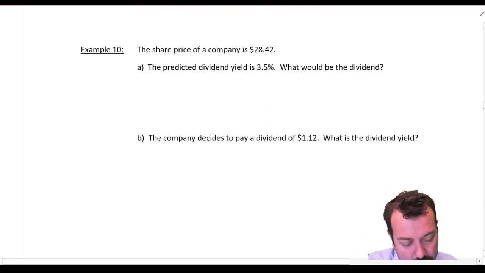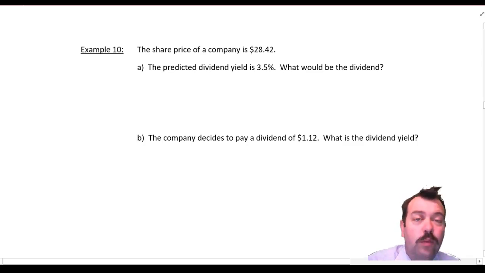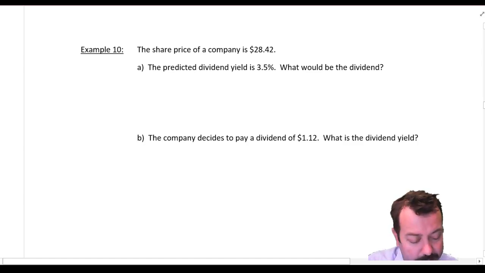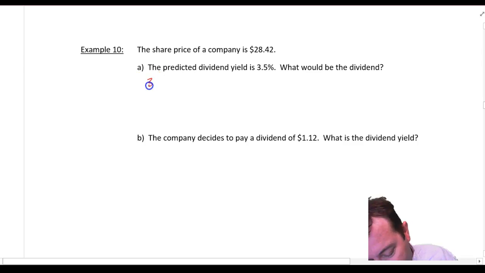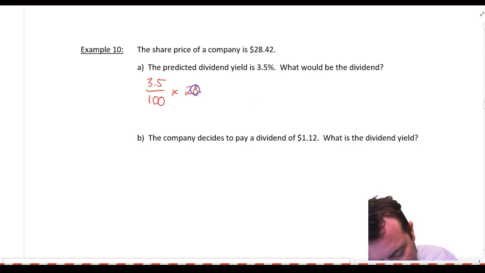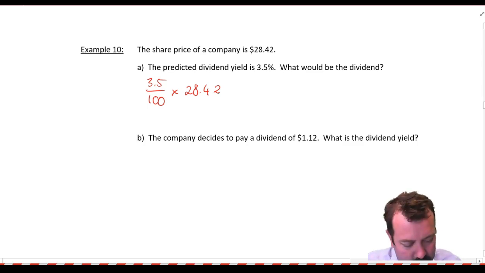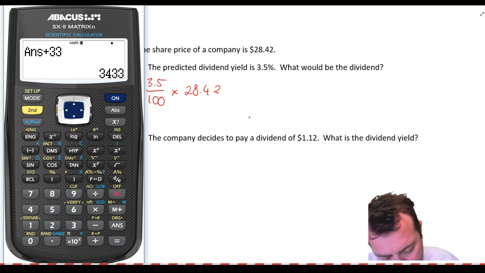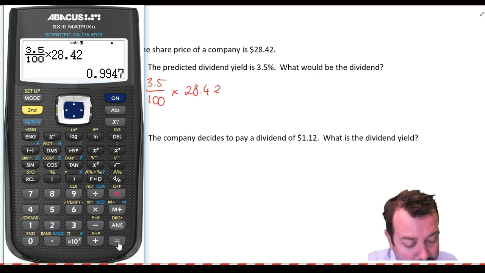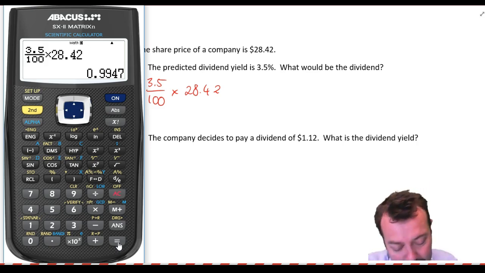Example 10 here, I've got a share price of $28.42. The predicted dividend yield is 3.5%. So what's the dividend? Well, the dividend yield is a percentage of the market price. So 3.5% of 28.42 means 3.5 over 100 times 28.42. Out comes the calculator again. 3.5 over 100, or you could say 0.035, that's fine. We've got that multiplied by $28.42. So my dividend is expected to be about 99 cents per share, perhaps.